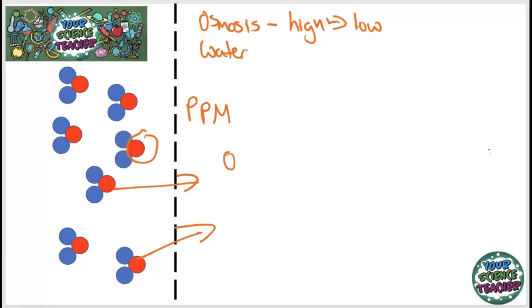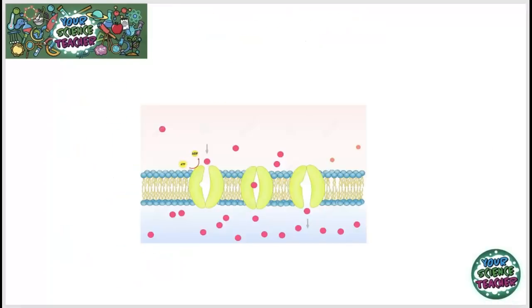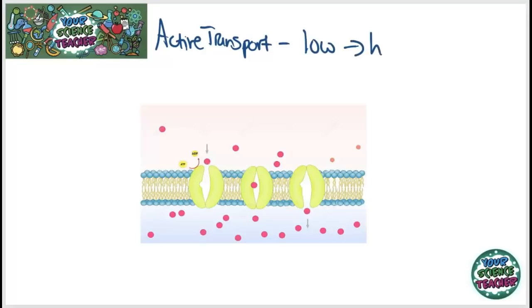Now, just like with diffusion, it doesn't require any energy, and also I can increase the rate of my osmosis by increasing the temperature, increasing the surface area, and increasing the concentration gradient. The last cell transport method to look at is active transport. And active transport is different to osmosis and diffusion because in active transport, instead of going from a high to low concentration, we're going from a low to a high concentration. And because we're doing this, it requires a lot of energy.